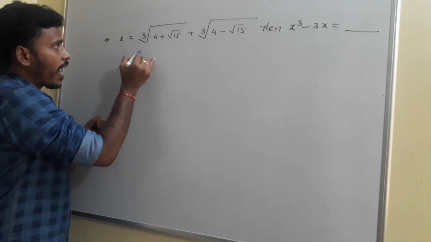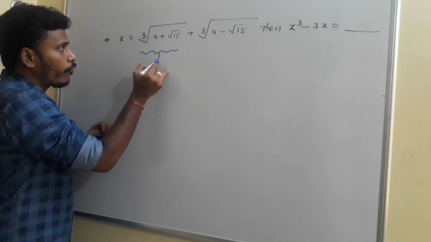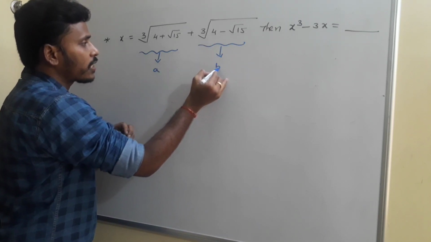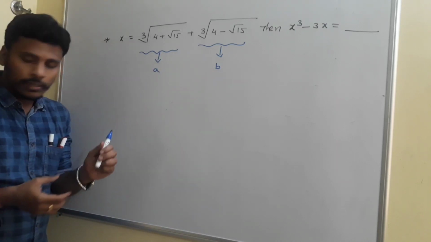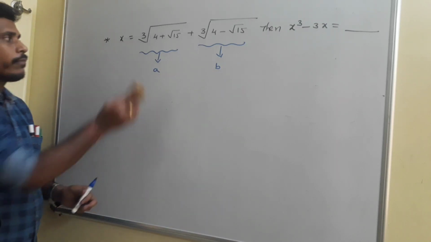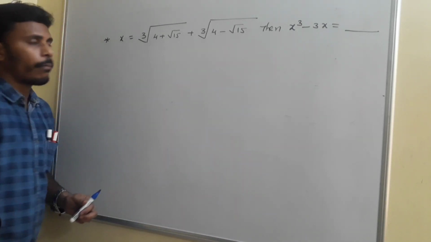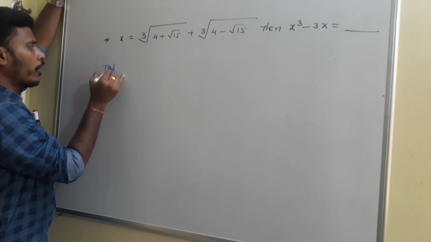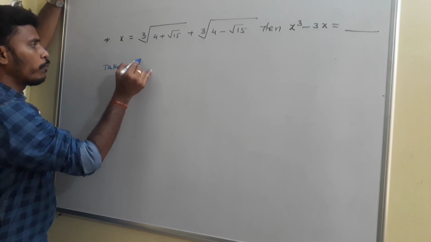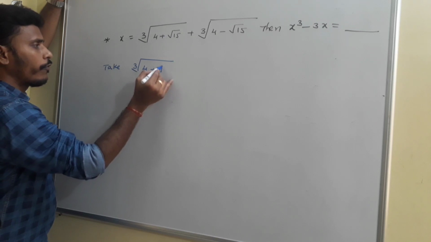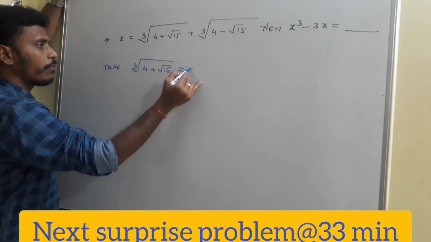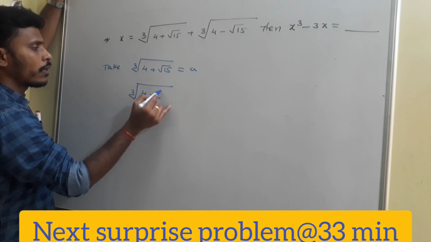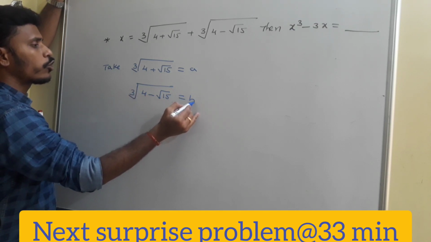For that purpose, I am just taking this cube root of 4 plus root 15 as some a and this cube root of 4 minus root 15 as some b. What I am going to tell you is, you just let the values as a and b. And with that a and b, if I proceed, my problem is easy. Or you may take alpha or beta also. See, take cube root of 4 plus root 15 is equals to some a and cube root of 4 minus root 15 is equals to b.